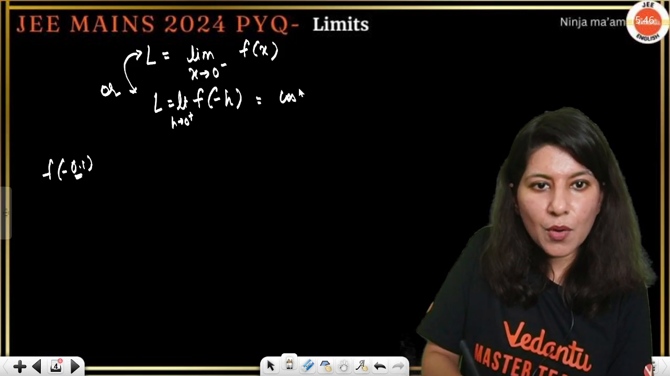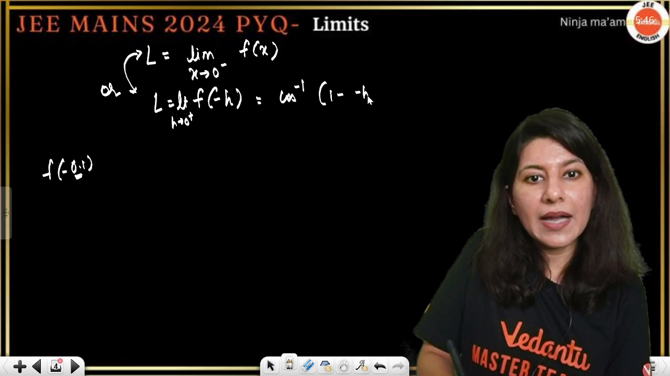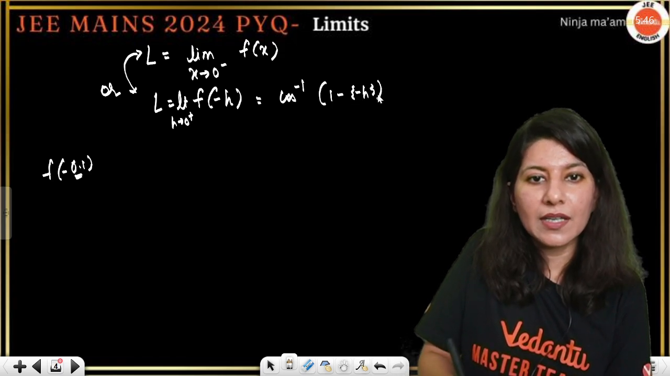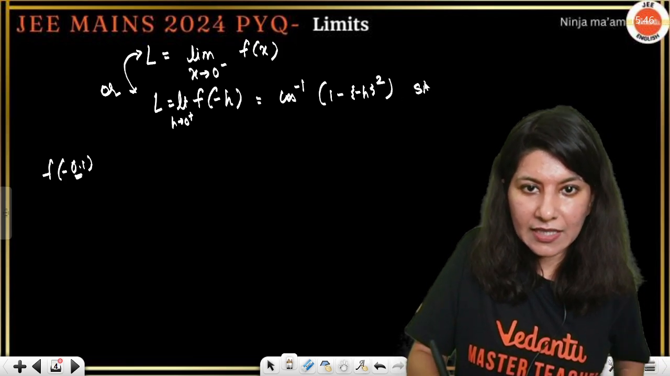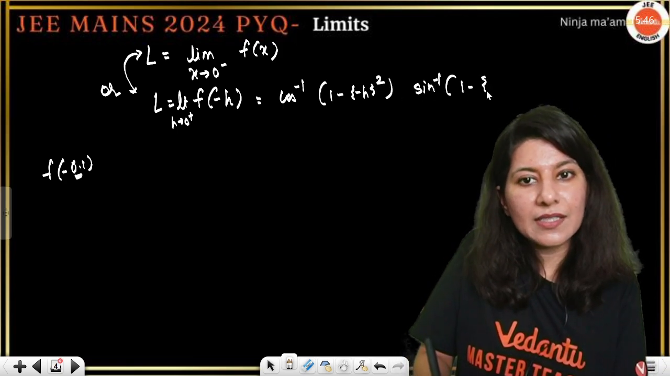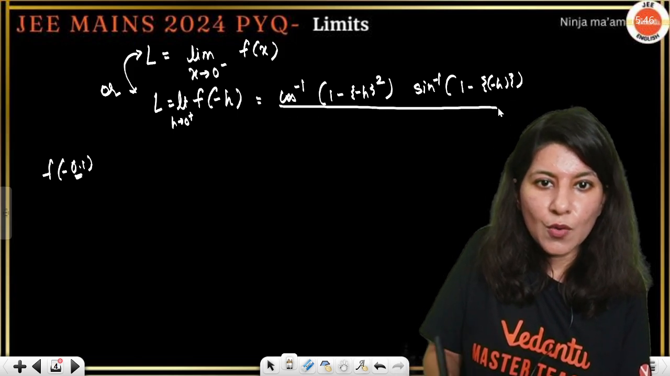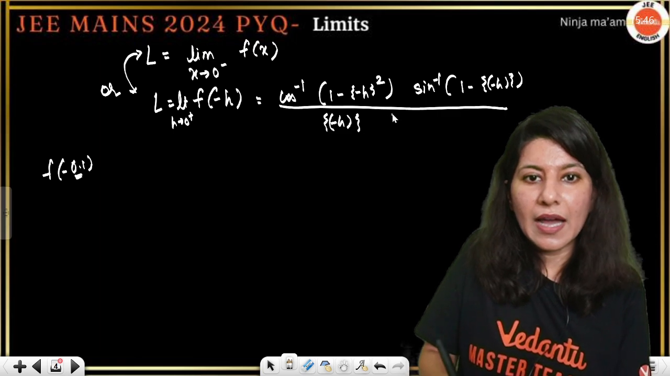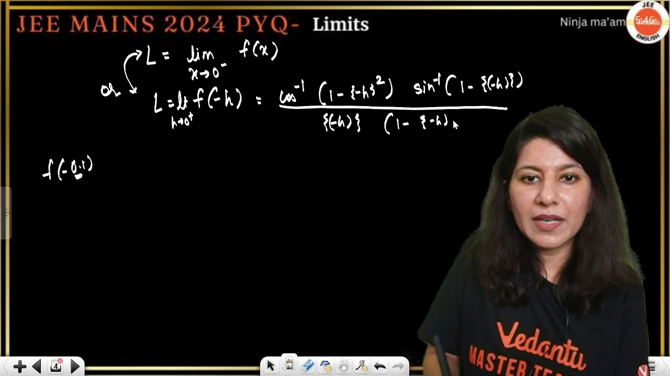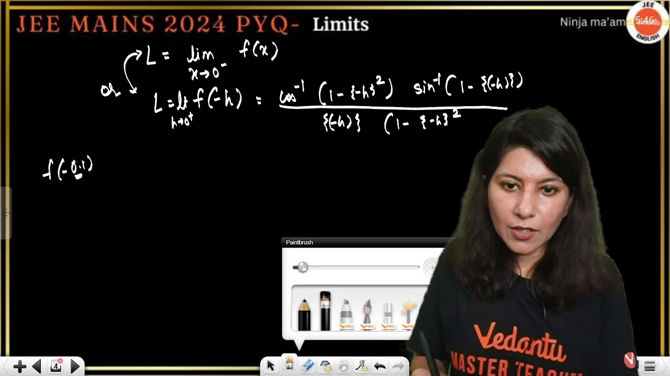So this is going to be cos inverse of 1 minus the fractional part of minus h, and you will be having the square of it. Perfect. Sine inverse of 1 minus the fractional part of minus h, bracket close, whole upon the fractional part of minus h and 1 minus the fractional part of minus h, whole square. Now understand.